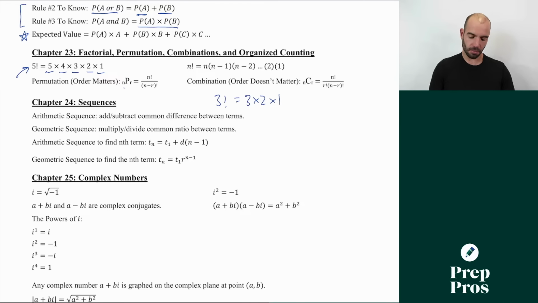Otherwise, make sure you understand what a permutation is and a combination is. Your calculator has these nPr and nCr buttons for most of you. If it doesn't, you can memorize the equations. Remember, permutations are where the order matters and combinations are where it does not.